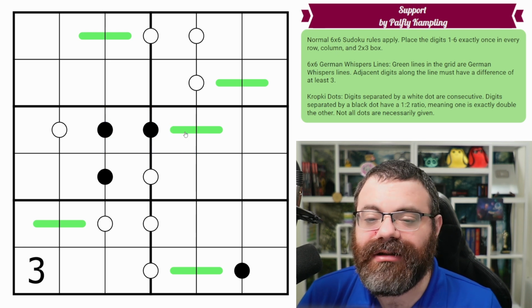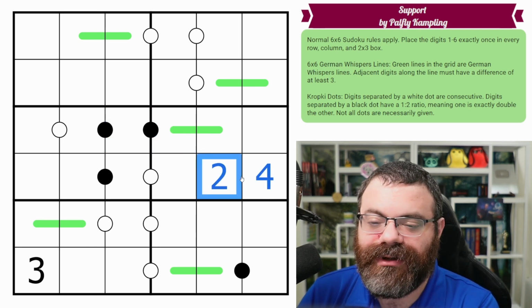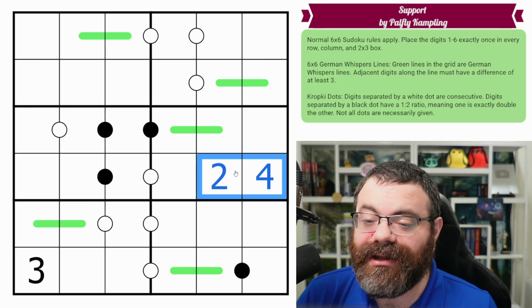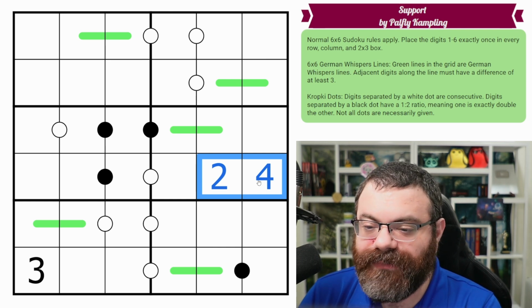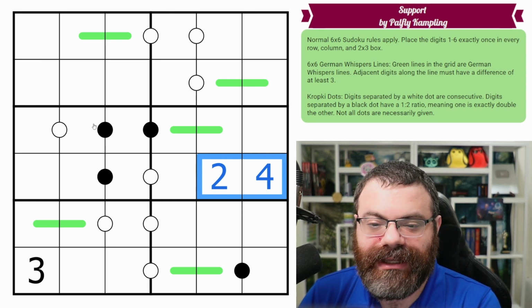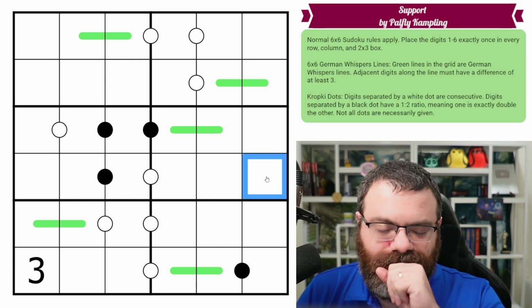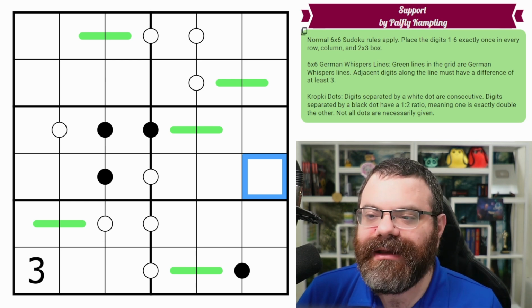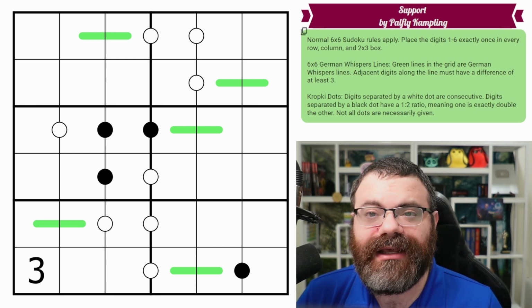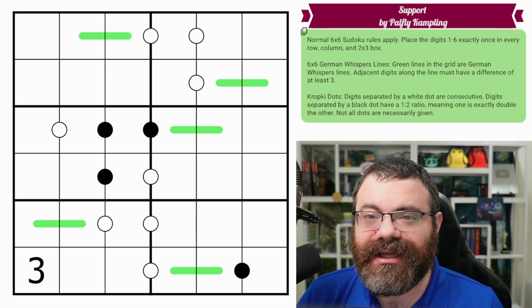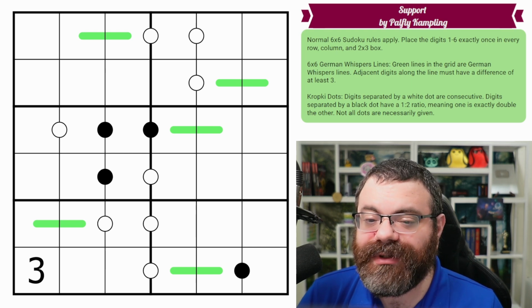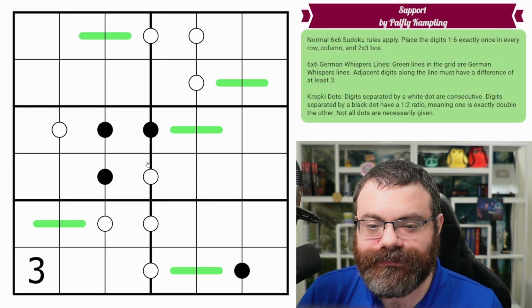All right, and not all dots are given, meaning I could put a 2, 4 here. There could have been a black dot. There's not. That's perfectly fine. I'm allowed to put 2, 4 next to each other outside of black dots. All right, well, those are the rules. There's a link in the description if you'd like to try the puzzle yourself. And I'm going to get started right now.